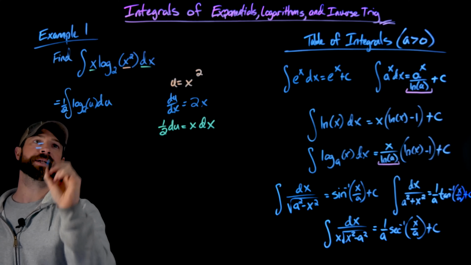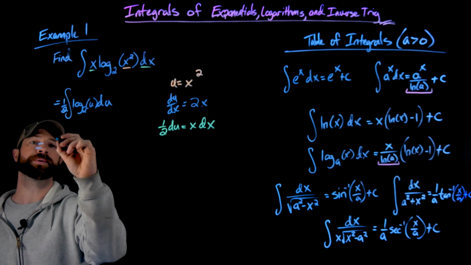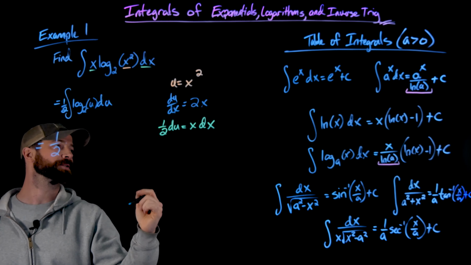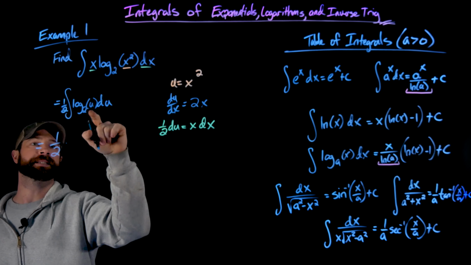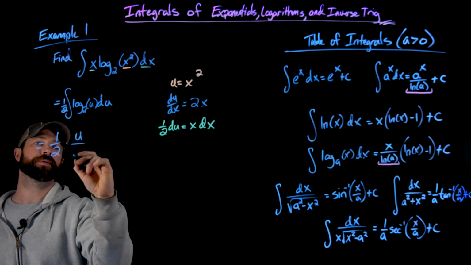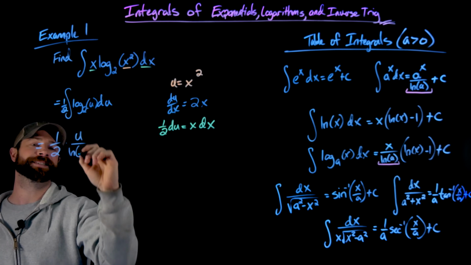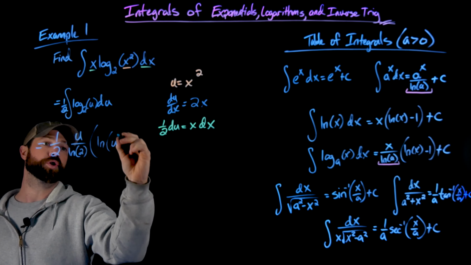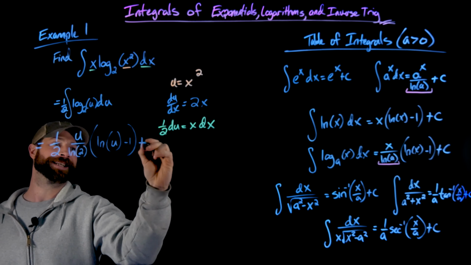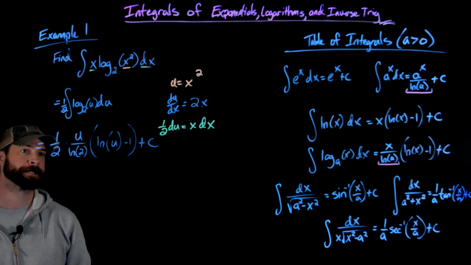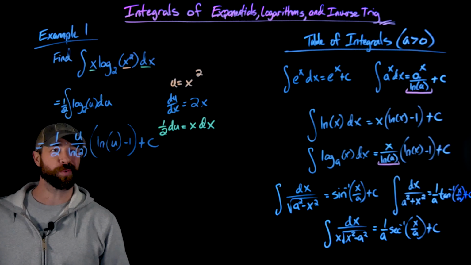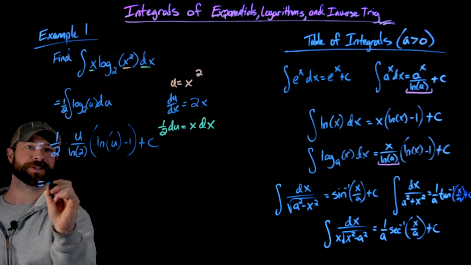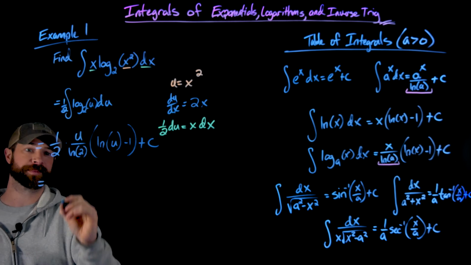And so the integral of log base 2 of u du, well, we got this 1/2 out here first, is x over natural log of a. So in this case, our x is this u. So it's u over the natural log of a, in this case our base of 2, and then times the natural log of u minus 1, plus c. Then, as always, all I need to do now is replace my u with my x to answer the original question in terms of x.